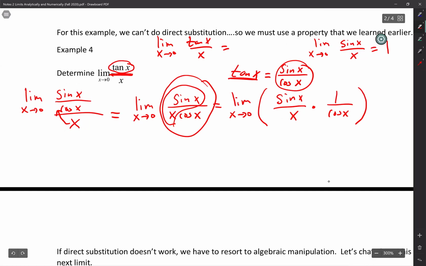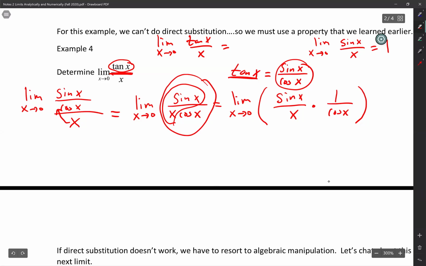Cool or not cool? I'm going to answer for you guys. I'm going to say that's cool. All right, now that I've done that, I can rewrite this expression now as this. I can say, this is what you can do with limits: the limit as X approaches 0 of sine X over X times the limit as X approaches 0 of 1 over cosine X.